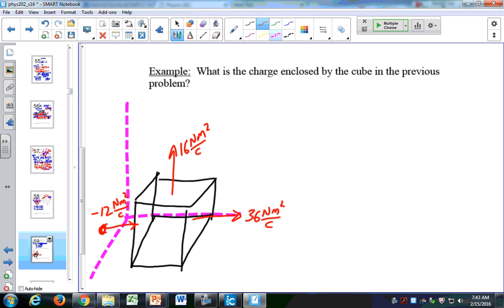Just to remind you, can somebody tell me what that electric field vector was from that previous page? 3x i plus 4j. Okay, so that's my electric field. It's dependent upon x, so as x increases, the x component of that electric field will also increase. That's in newtons per coulomb. So now I want to go through that same exercise, finding the bottom, the front, and the back flux values for this cube.